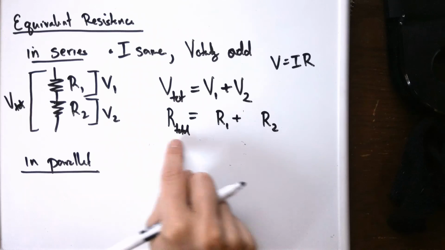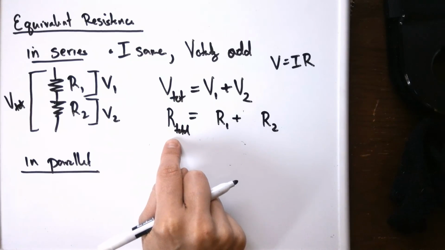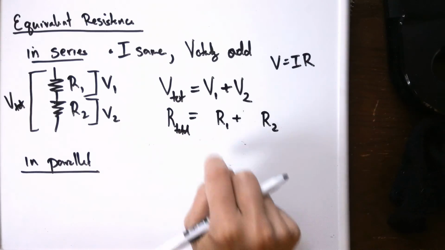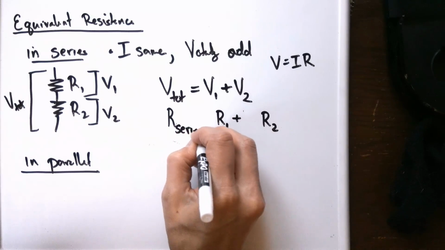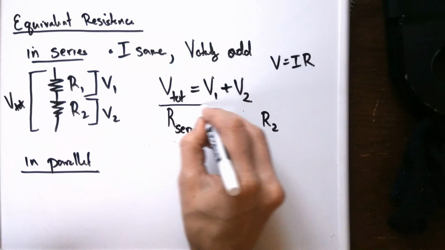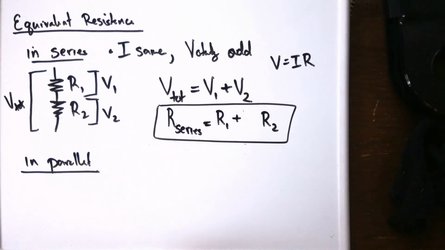So if I'm in series, my total resistance is the sum of the two individual resistances. So let me label that a little better. In series, I just add up my resistances, and that's how you add resistors in series.